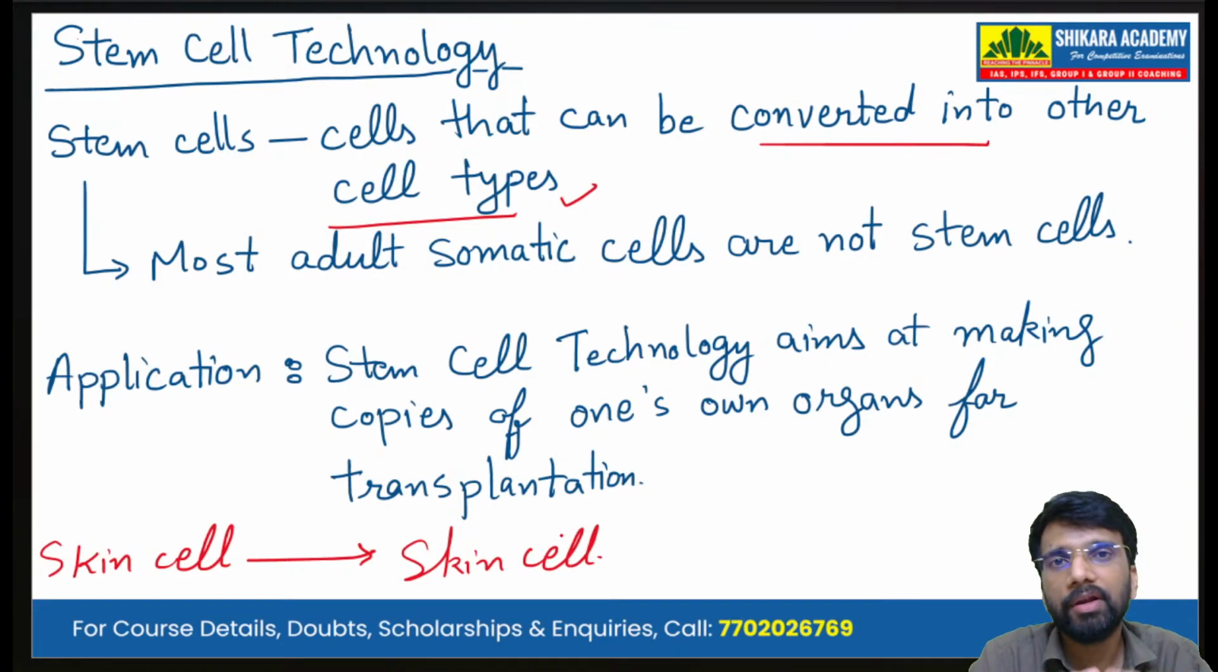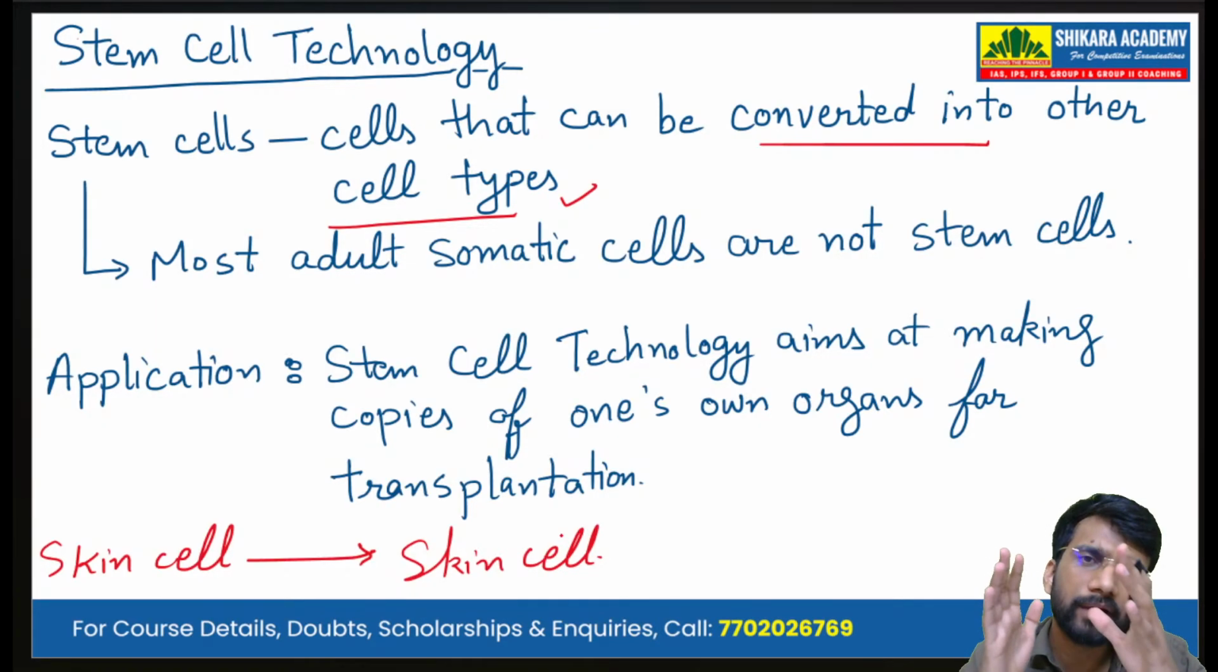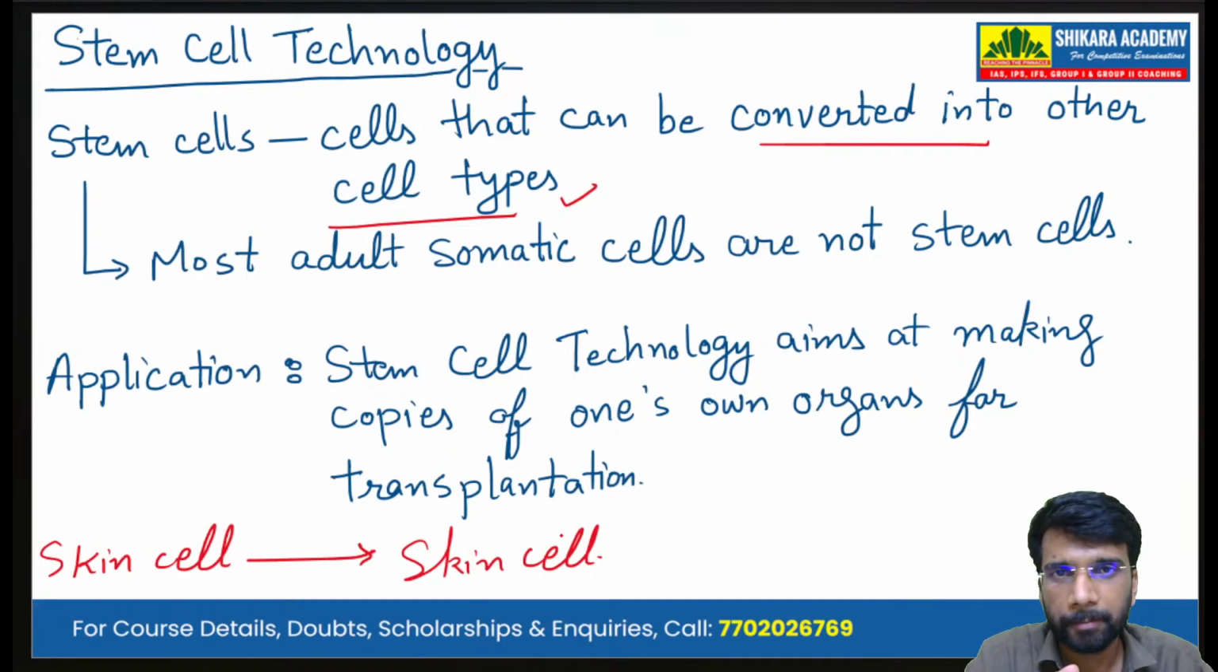A liver cell will give rise to more and more liver cells. A muscle cell will give rise to more and more muscle cells. So the type of cell is not changing. One type of cell is giving the same type of cell.